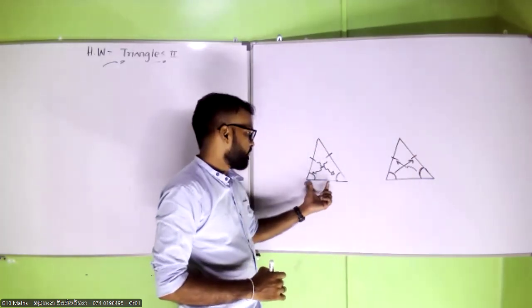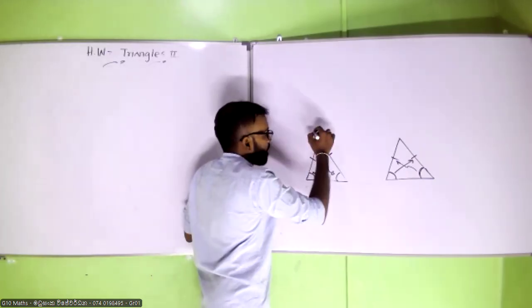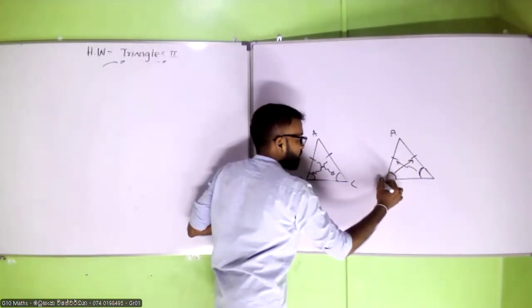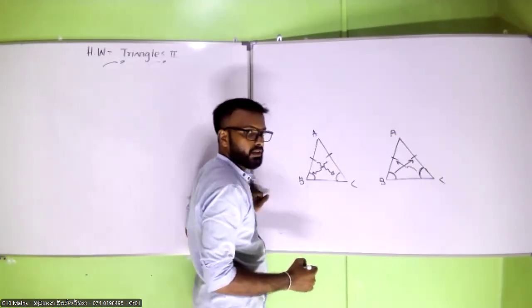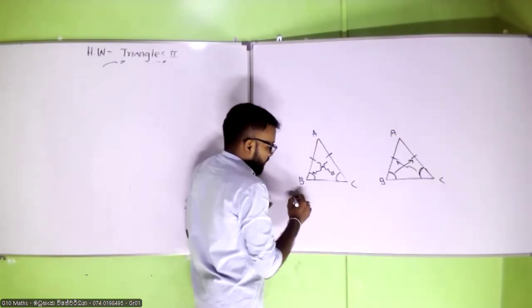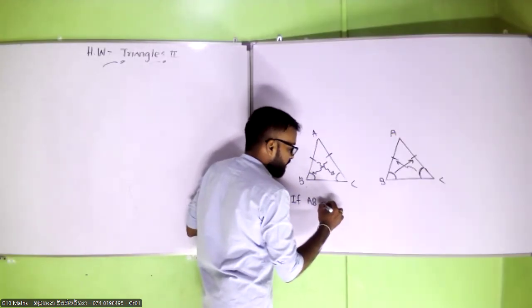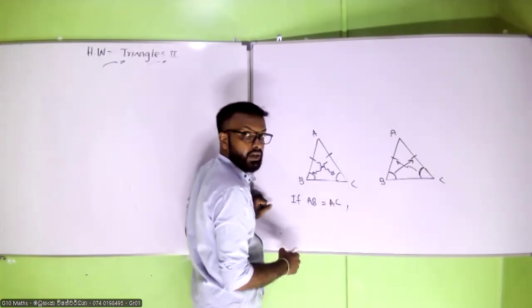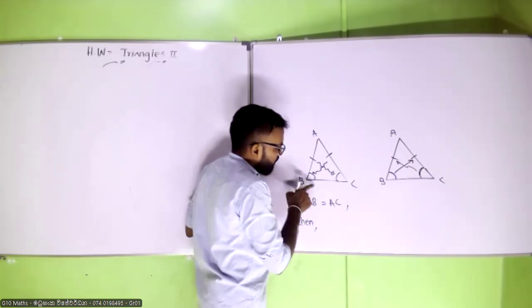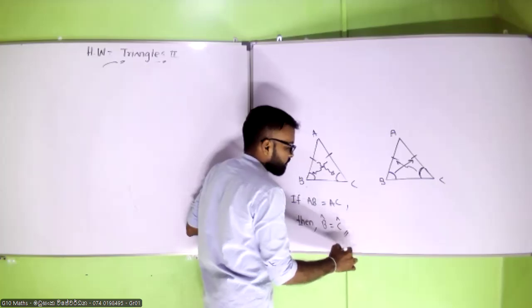So if we write this one in a mathematical way, I will say this is ABC, and also this one ABC. If AB side equals AC, then angle B equals angle C. Okay.